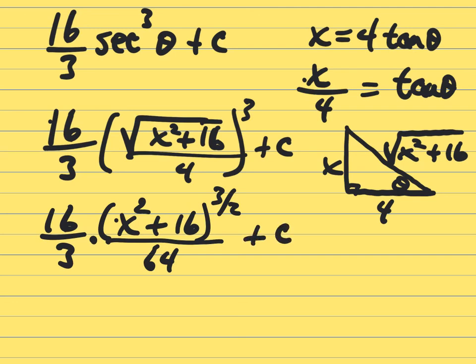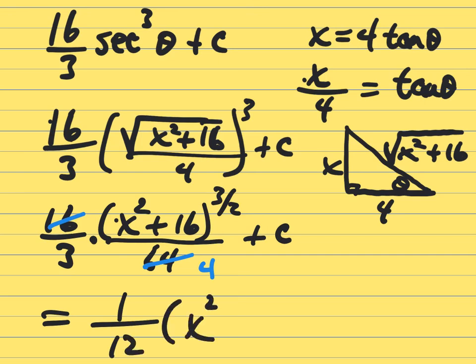Now I'll come in here and do a reduction. 16 into 64, 4 times. Okay, so that gives us 1/12, and this will be our final answer, y'all. 1/12 x squared plus 16 to the 3 halves plus C.